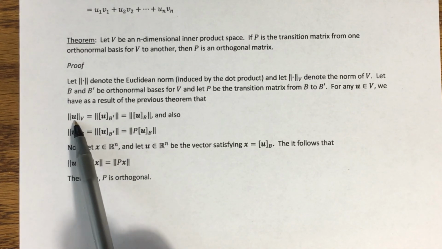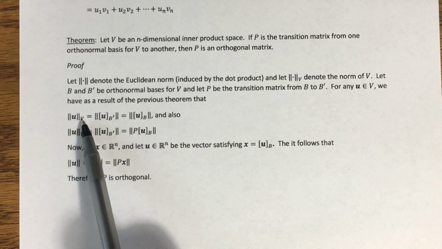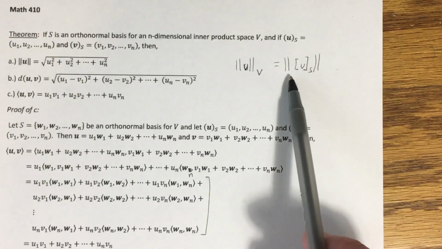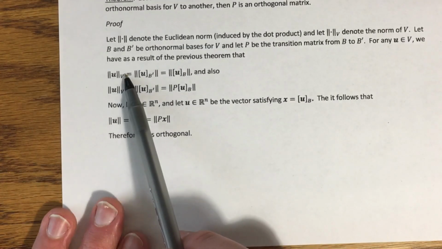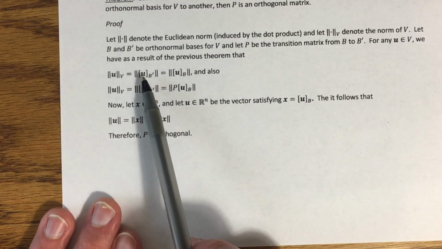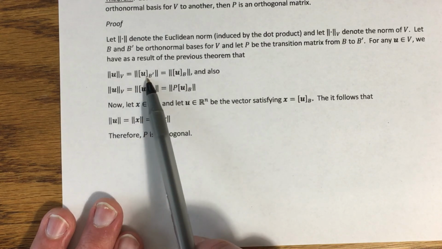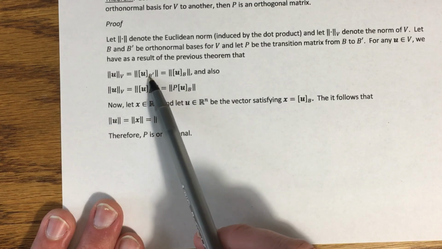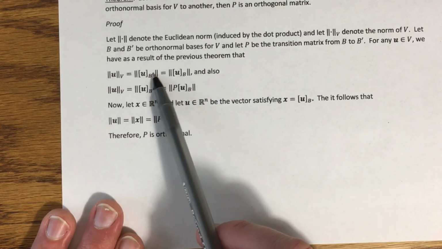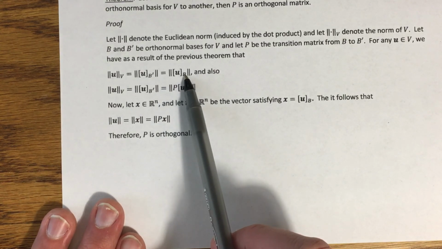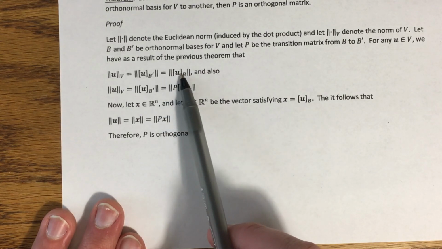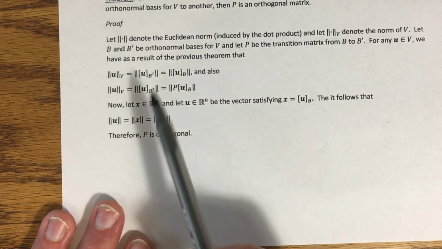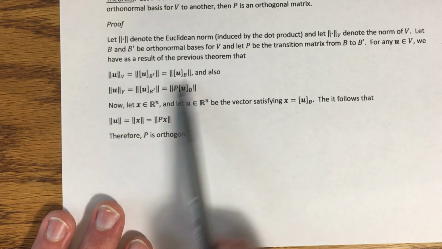So the norm of U relative to V, according to our theorem up there, is equal to the Euclidean norm of the coordinate vector of u relative to b prime. And we know this because the previous theorem says as long as this basis is orthonormal, this is true. We assumed b prime was orthonormal. B is another orthonormal basis, so the norm of the coordinate vector of u relative to b would also equal the same thing as this. Okay, so we have this equality here.